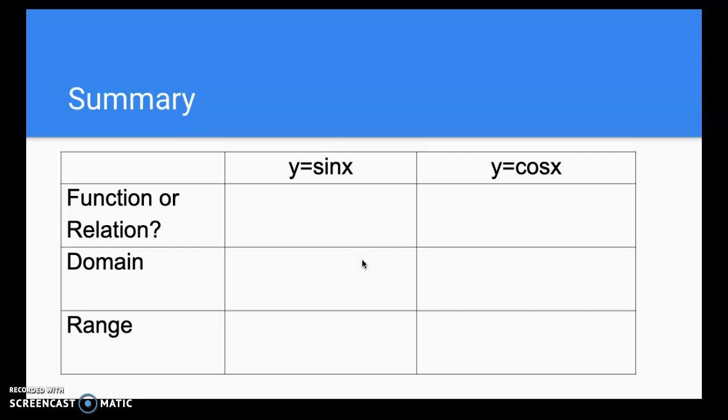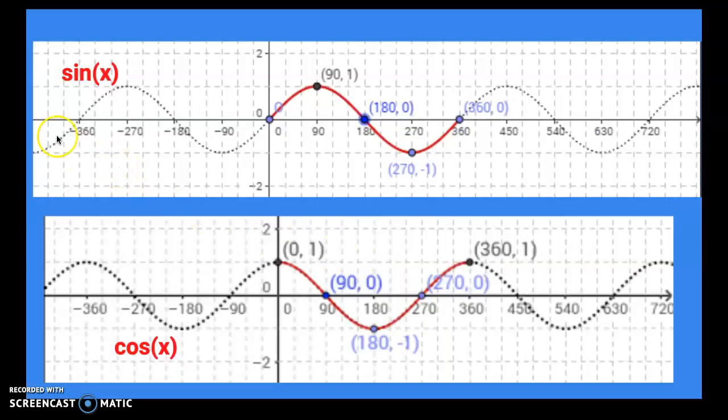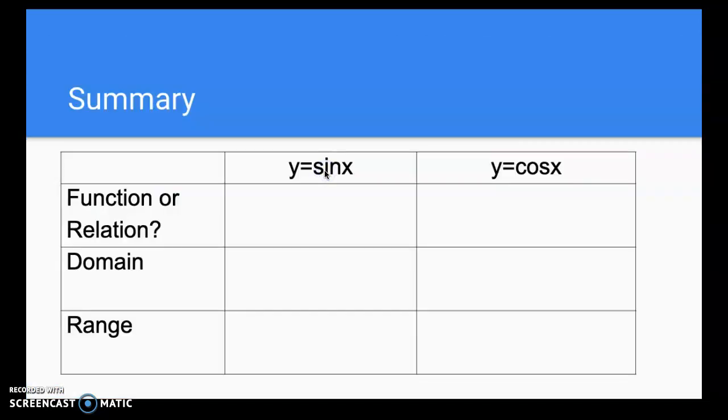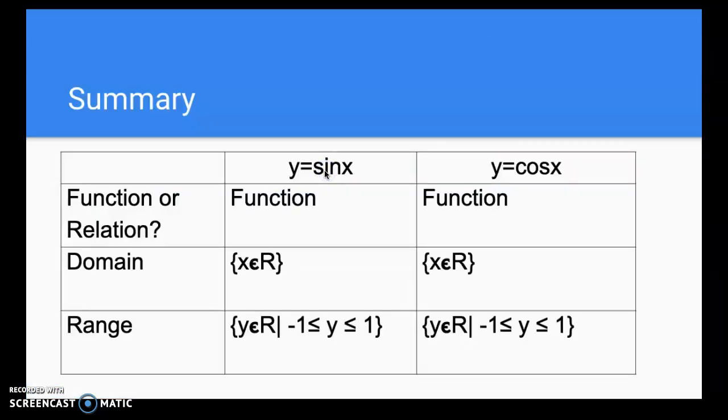Okay. What about the domain? Remember, the domain is the x values. Well, it goes on forever in both directions for x. So x is an element of the reals. And for the range, that's the y values, well, it goes between -1 and 1, doesn't it? So if we put those into our chart there, that's what it would look like with the mathematical notation that we have been using this year.